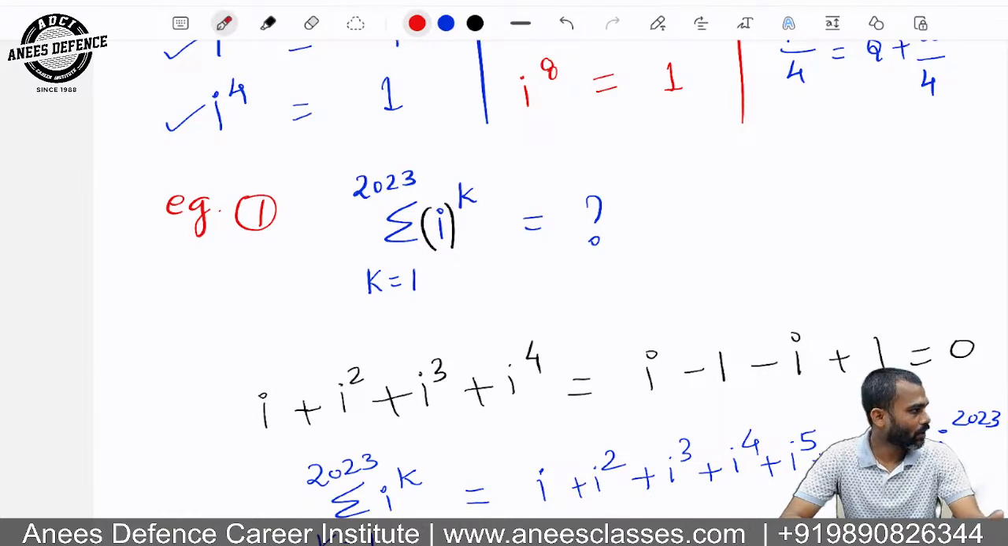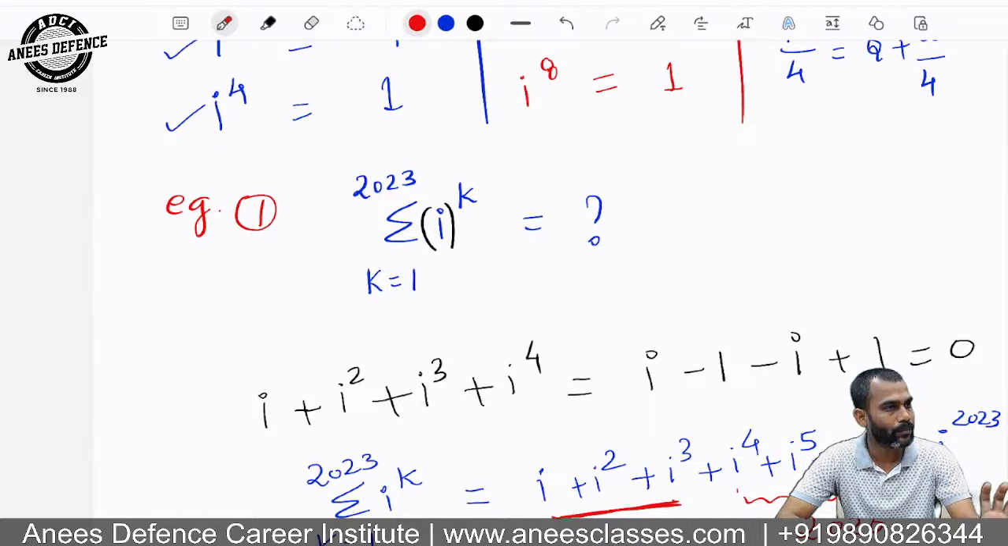Powers of iota from 1 to 2023. If I remove these 3, how many powers will be there? Consecutive powers of iota from iota raised to 4 to 2023, you will get 2020 terms. Why have I removed the first 3? In order to make it a multiple of 4.